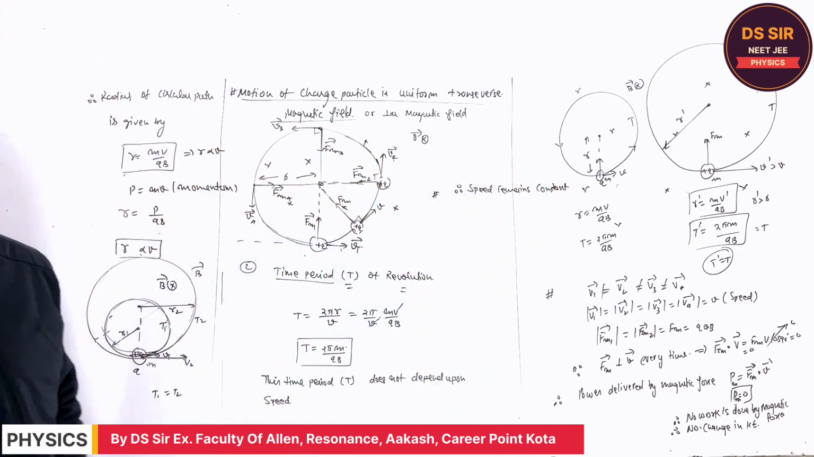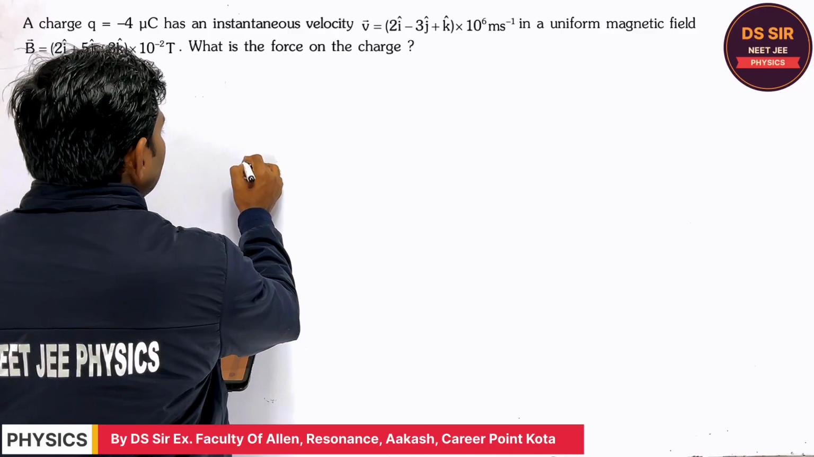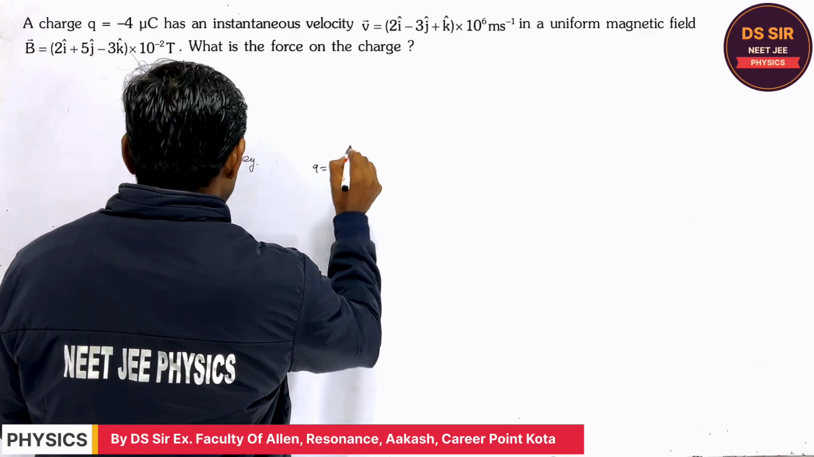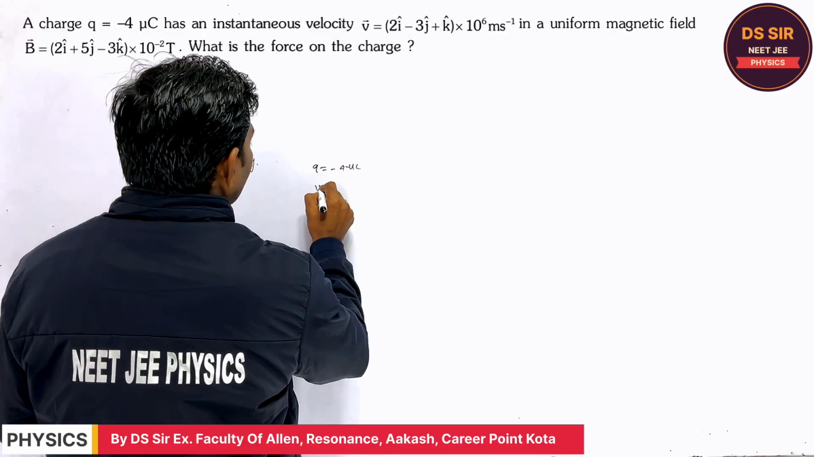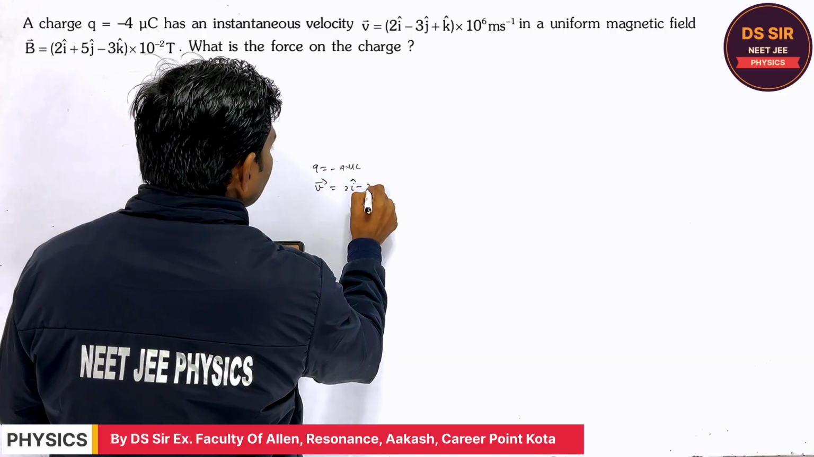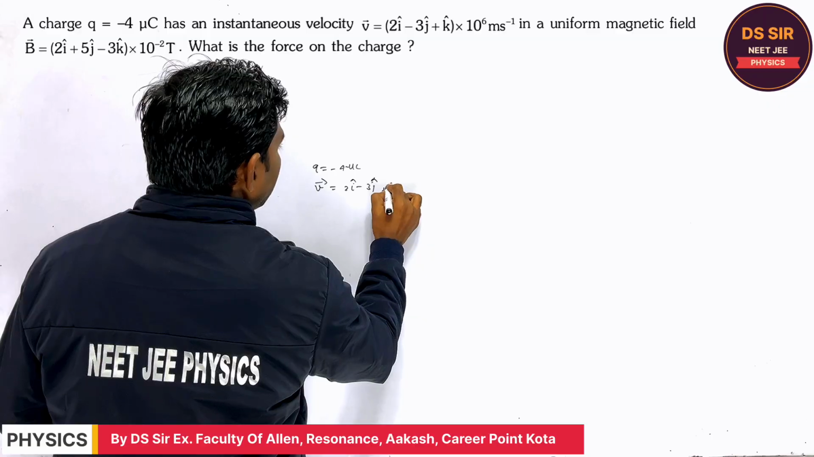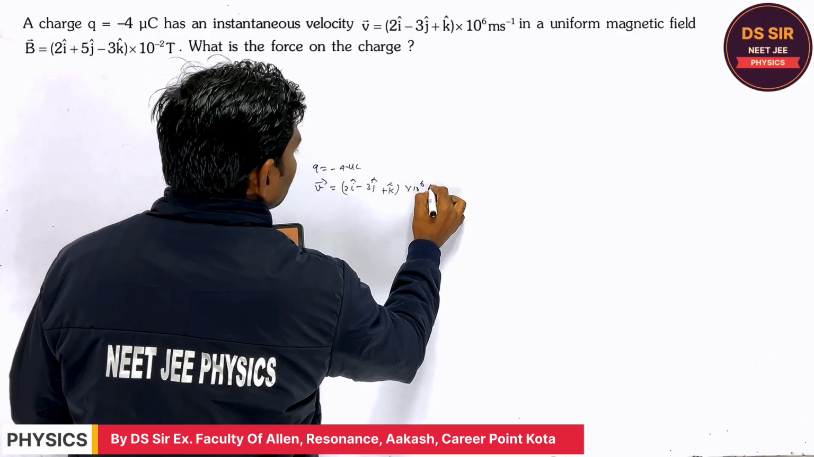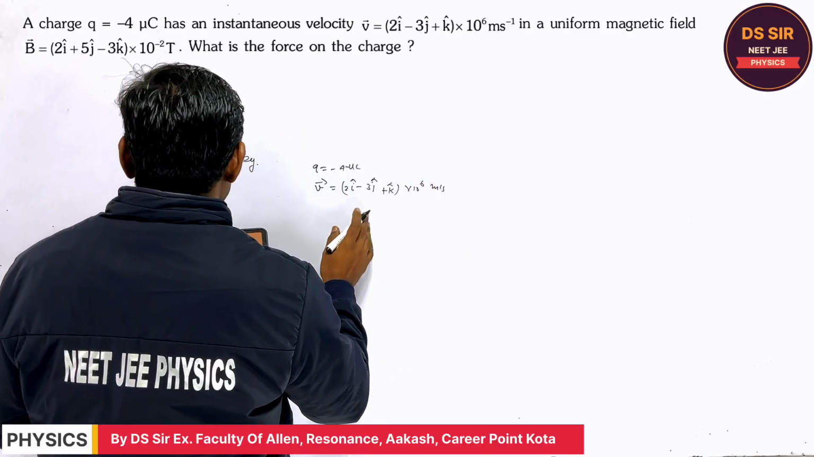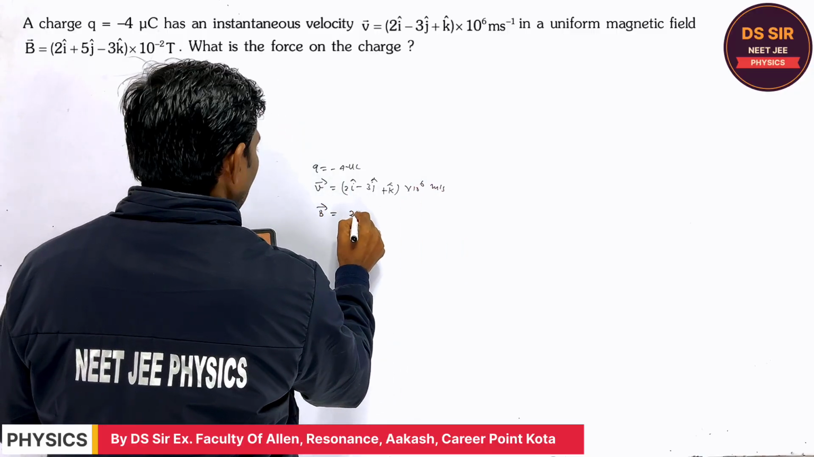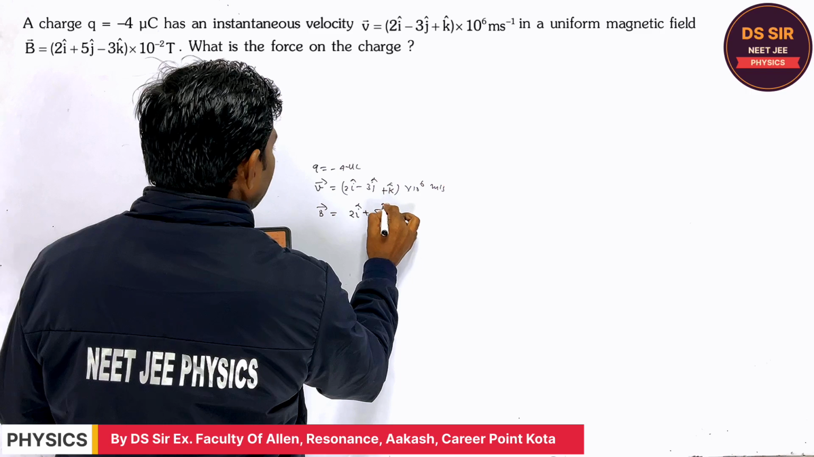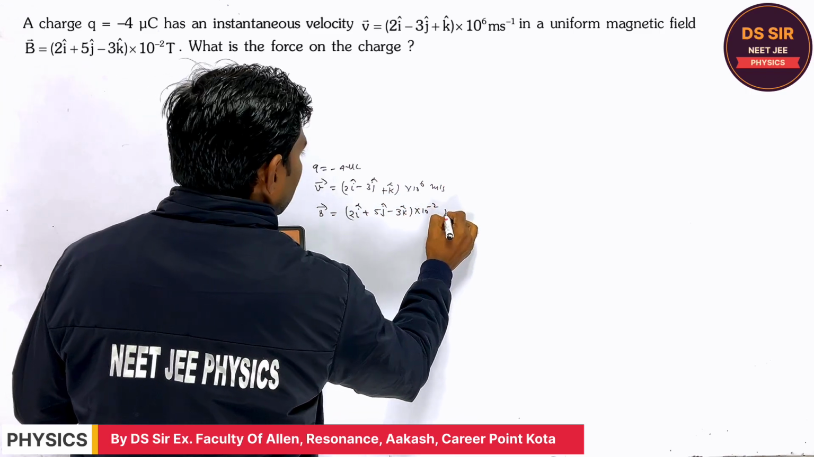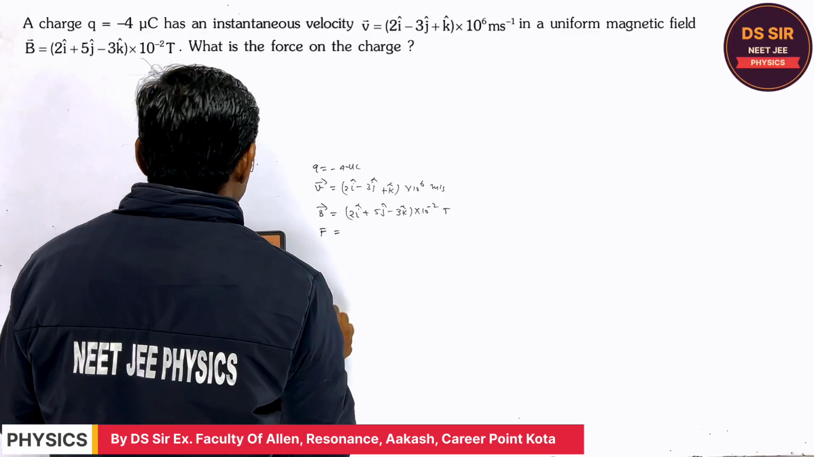Copy this. So, read this question. In this question, a charge Q equal to minus 4 microcoulomb has an instantaneous velocity 2i minus 3j plus k, into 10 to the power 6 meter per second, in a uniform magnetic field B, 2i plus 5j minus 3k, into 10 to the power minus 2 Tesla. Now you have to find the force on the charge.